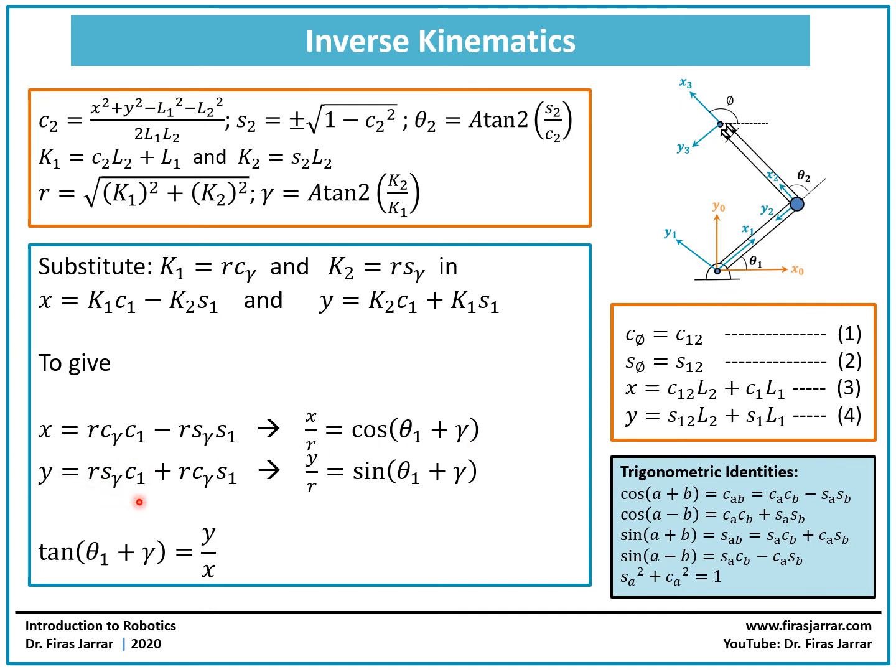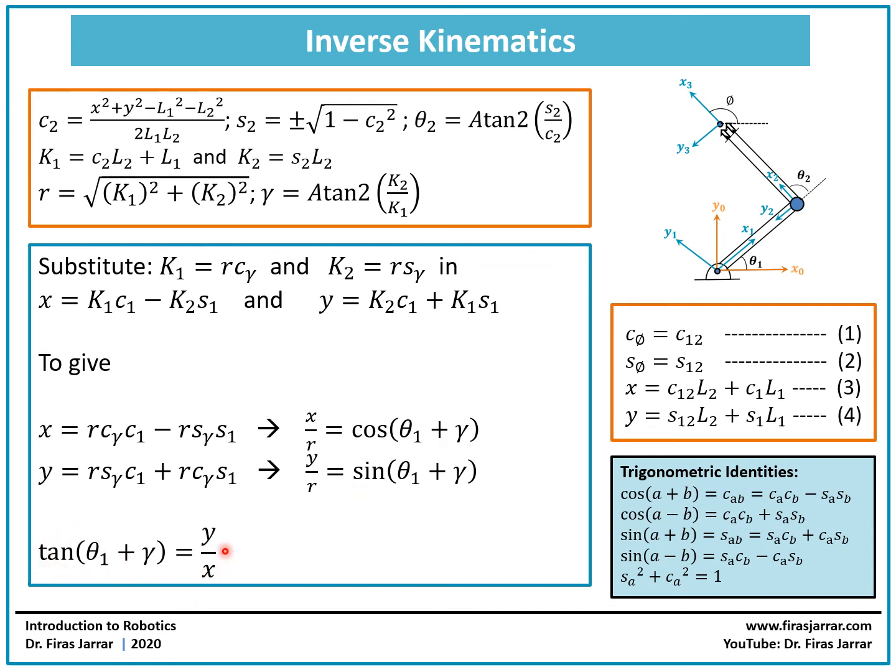For the second equation, we will have sine cosine plus cosine sine, with a plus sign between them. This corresponds to the third trigonometric identity, which is also the sine of a sum of two angles. And so it becomes sine of theta 1 plus gamma. If you divide this equation by this one, the r will cancel out with r, and we'll have y over x, and sine over cosine, which is tan.